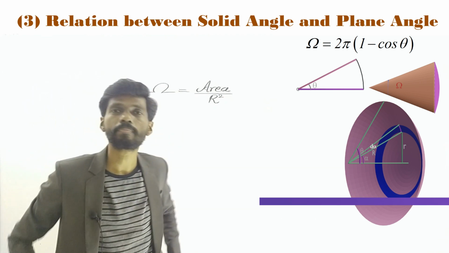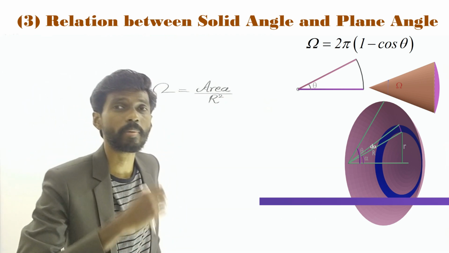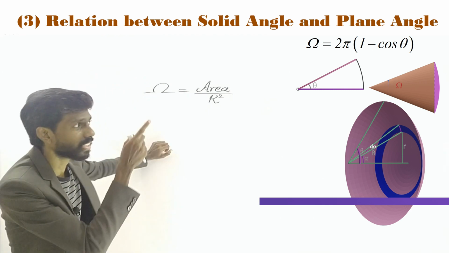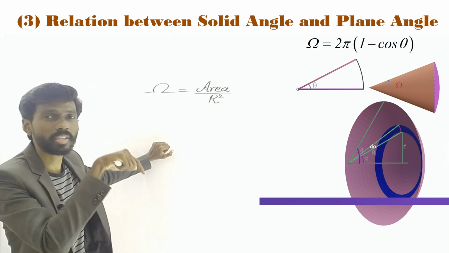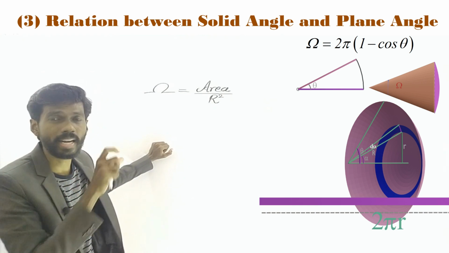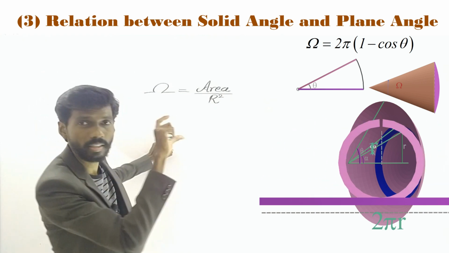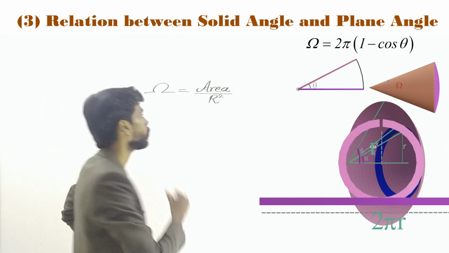So what is the area of a rectangle? That is length multiplied by breadth. But what is the length? That is the circumference of the circle. So what is the circumference of the circle? 2 pi r. So that is the length. What is the breadth? That is that thickness, so that you have to find. So we have to use this idea.